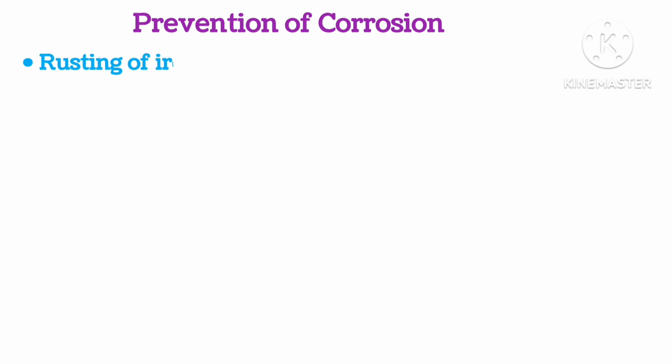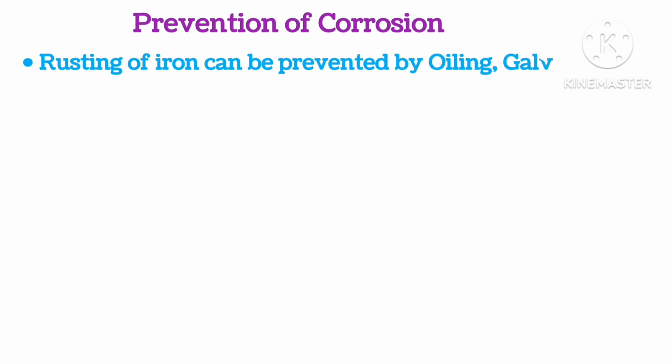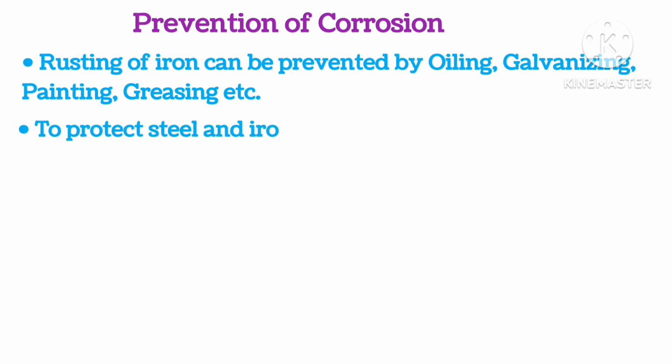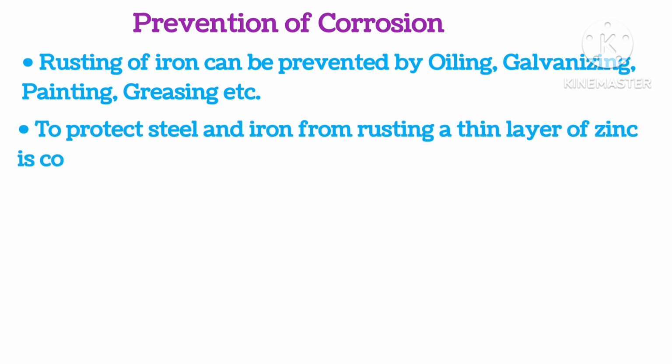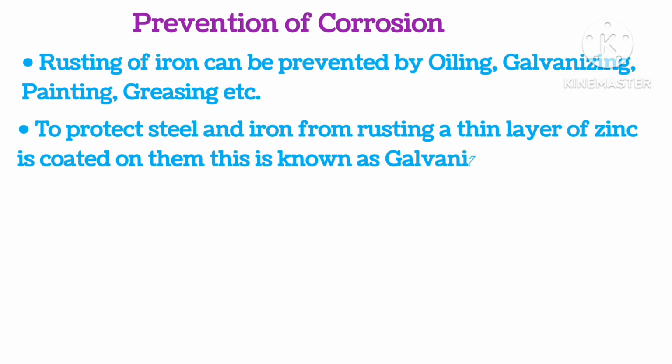Prevention of corrosion. Rusting of iron can be prevented by oiling, galvanizing, painting, greasing, etc. To protect steel and iron from rusting, a thin layer of zinc is coated on them, known as galvanization.